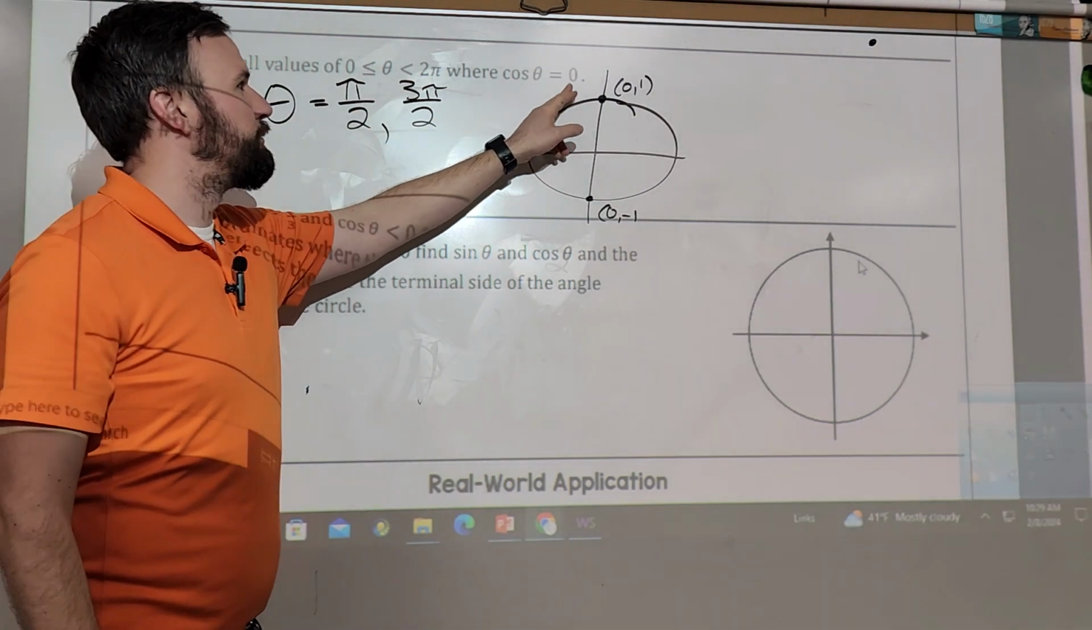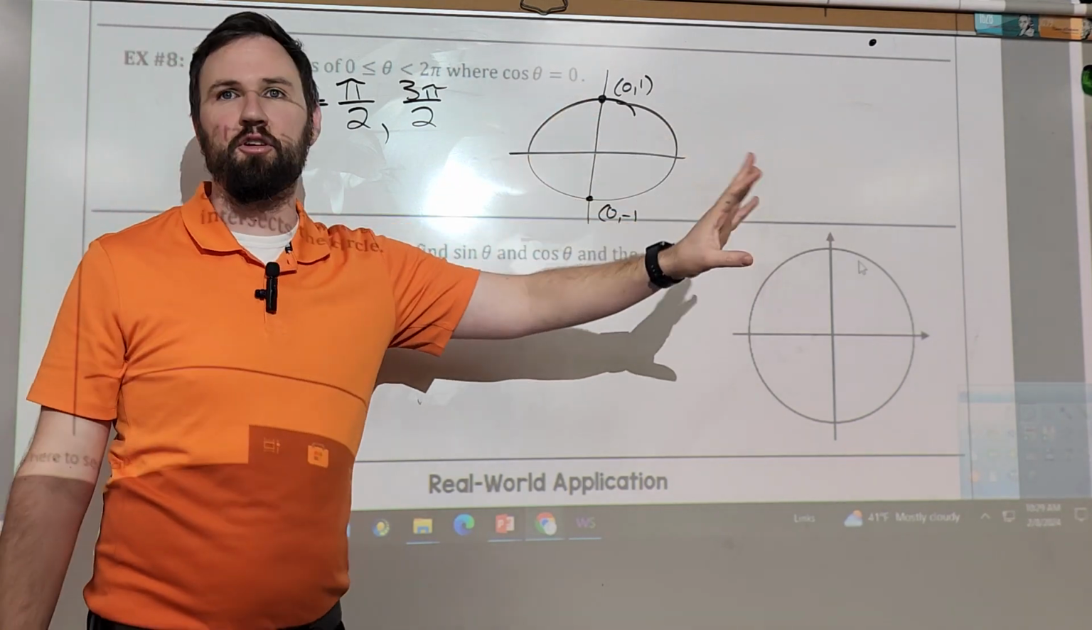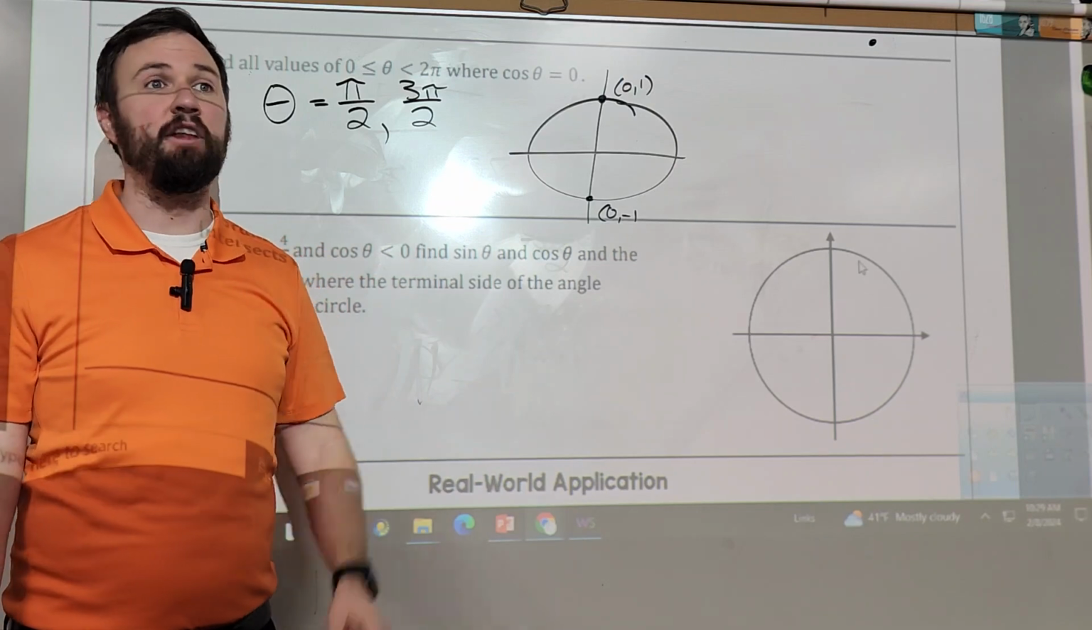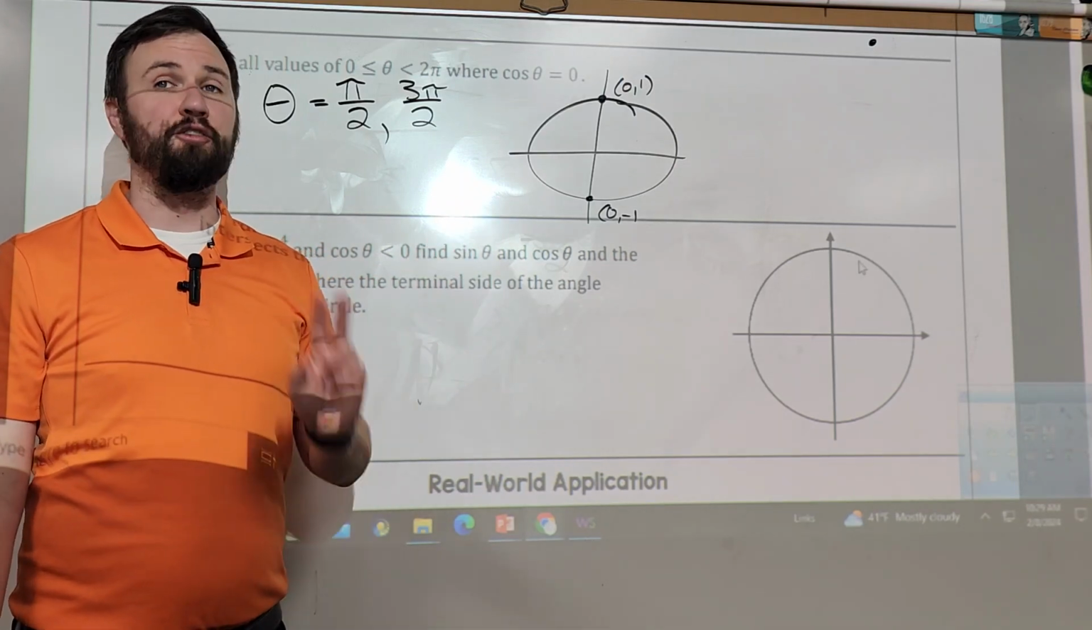Where is cosine equal to 0? I'm looking at my unit circle. Where's my x value 0? Yeah. And you'll always have two answers, right? There's always two.